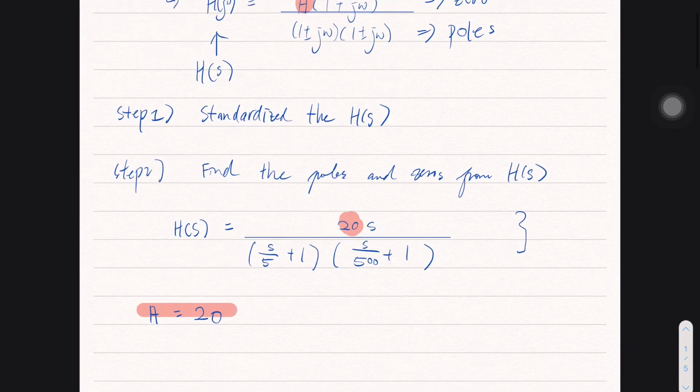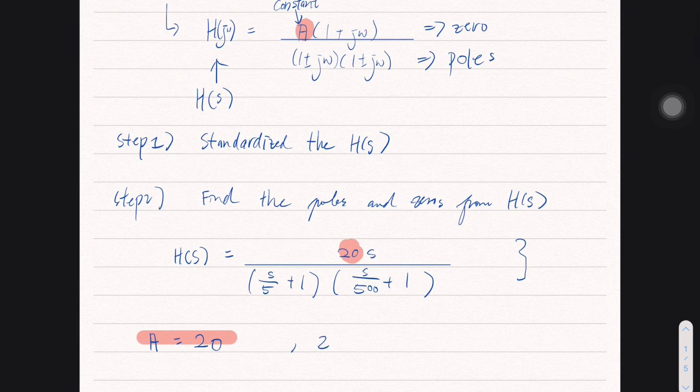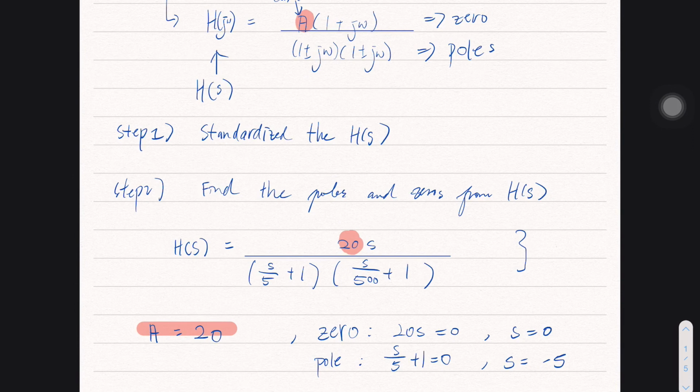And then for the zero, we will set up the top function, which is 20s, equal to 0. You try to solve for s, so it's going to be equal to 0. It means that there is a zero when s is equal to 0. And for the pole, we set up the function equal to 0 and solve for s, so s is equal to -5. And same thing for the next pole, s over 500 plus 1, set it equal to 0, solve for s, which is -500.